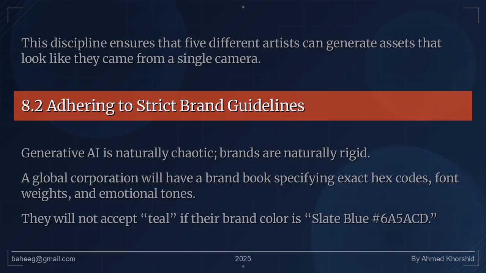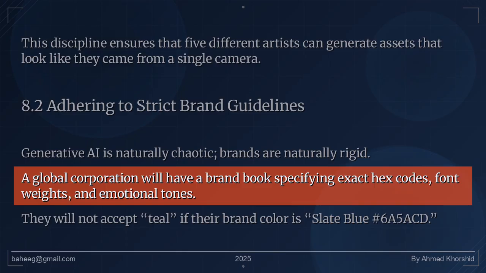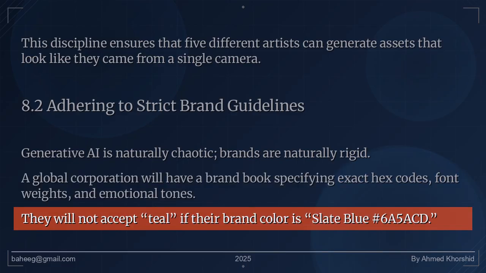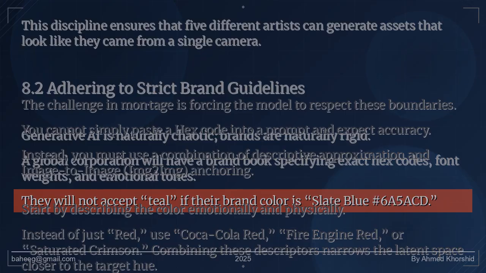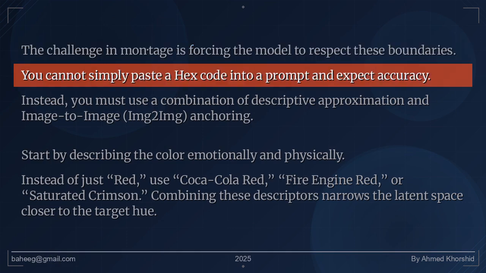8.2 Adhering to strict brand guidelines. Generative AI is naturally chaotic, brands are naturally rigid. A global corporation will have a brand book specifying exact hex codes, font weights, and emotional tones. They will not accept teal if their brand color is slate blue #6A5ACD. The challenge in Montime's Tage is forcing the model to respect these boundaries. You cannot simply paste a hex code into a prompt and expect accuracy.